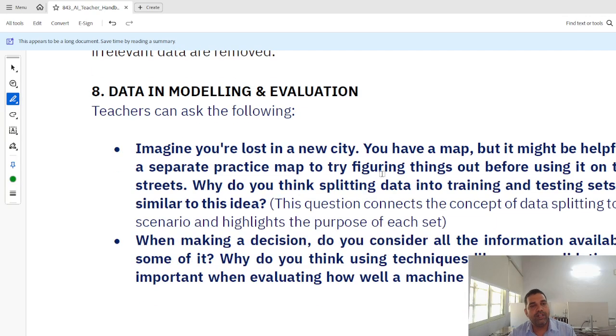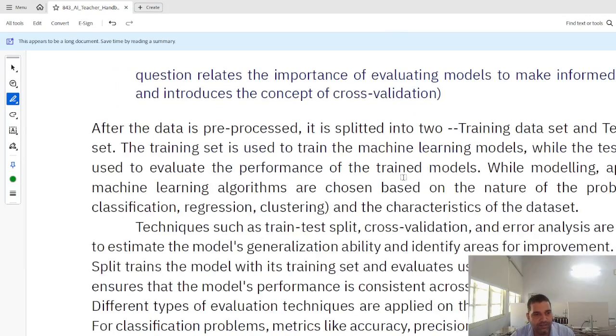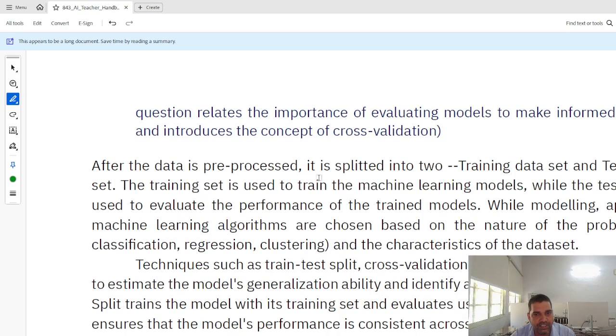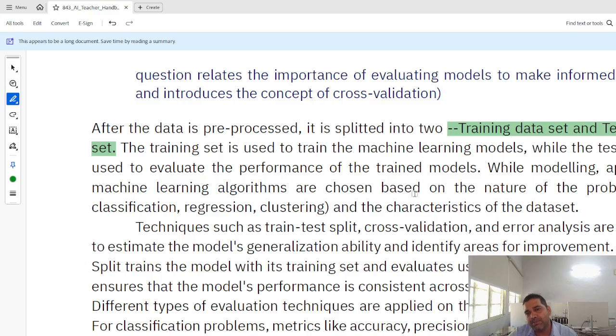Now, data modeling and evaluation. After data is pre-processed, we split the data into two parts. I have already shown you that we split the data into a training data set and a testing data set. We split in the ratio of 80 to 20 percent, so 80% of the entire data is used for training and 20% of the data we use for testing.